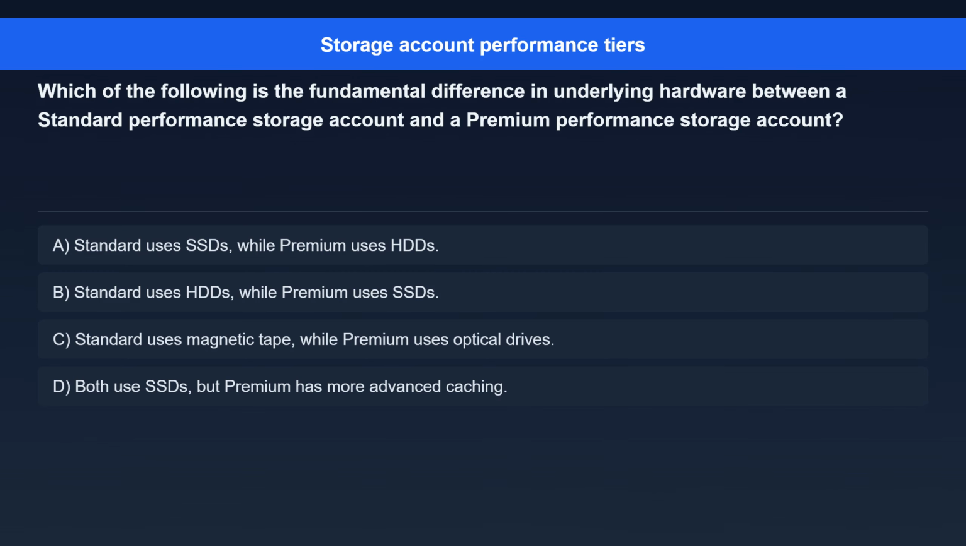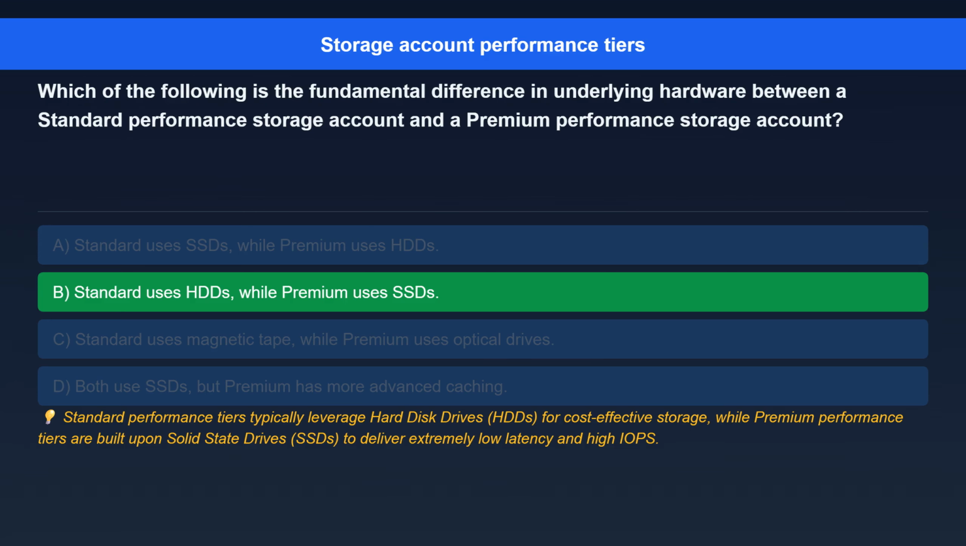Question 4. Which of the following is the fundamental difference in underlying hardware between a standard performance storage account and a premium performance storage account? Option A. Standard uses SSDs, while premium uses HDDs. Option B. Standard uses HDDs, while premium uses SSDs. Option C. Standard uses magnetic tape, while premium uses optical drives. Option D. Both use SSDs, but premium has more advanced caching.